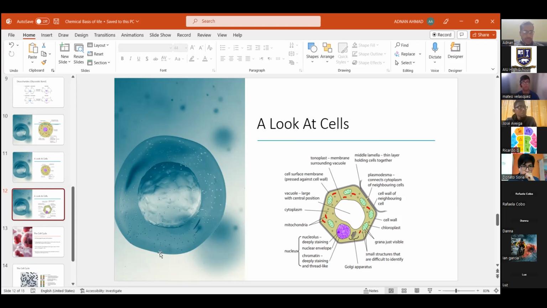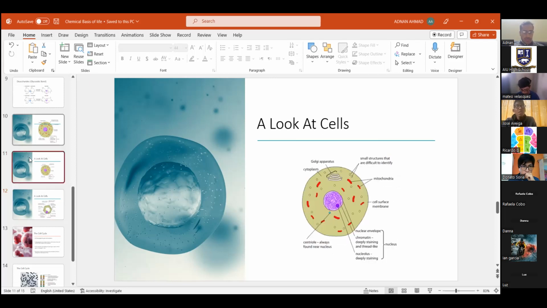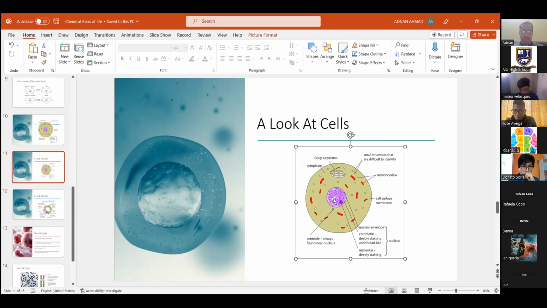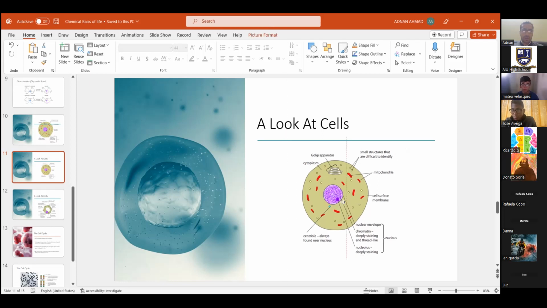So let's talk about the basic structures that we see in a cell. We have a nucleus here, the pink region. What does it contain, or what does it do? Can anyone answer this? What's the function of a nucleus in a cell?